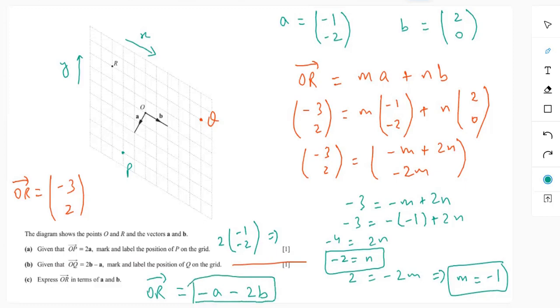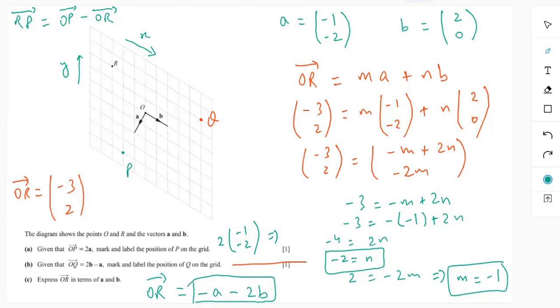Chaminal is asking, can we do RP equals OP minus OR? Yes, you can do that. So you can say RP. Okay, let me do that. So RP here is equal to OP minus OR.